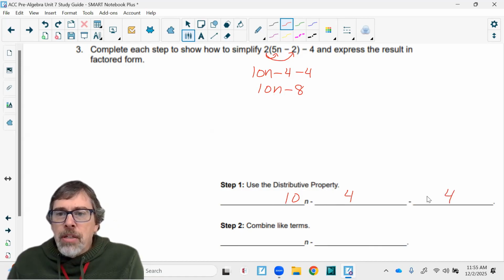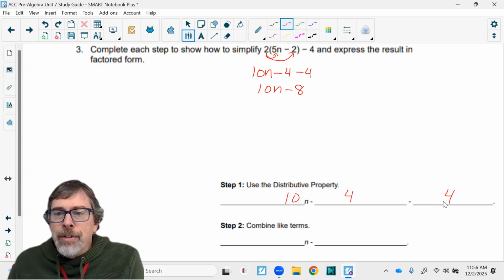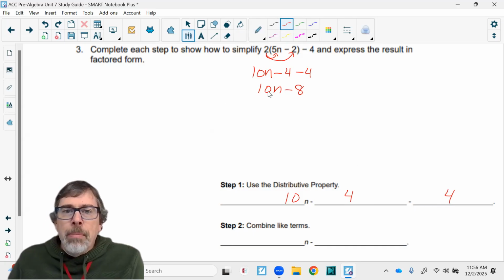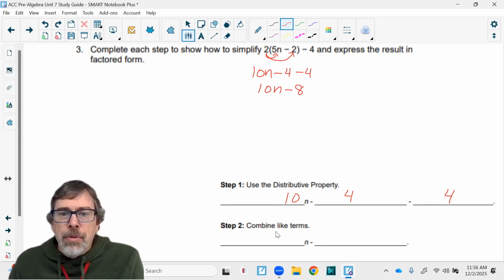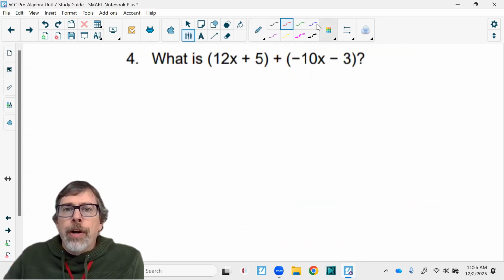So don't put it twice, because if you put a negative 4 here and you hit the drop-down and there's a negative 4 in that on a test, and you say minus a negative 4, well, that means plus, and the negative 4 would be wrong. So be careful with the signs. Hopefully that makes sense to you, because the minus is already there. You do not put another one. And then when I combine like terms, this was my answer here. So this is 10n minus 8. So there's number 3. Number 4, what is 12x plus 5 plus negative 10x minus 3?